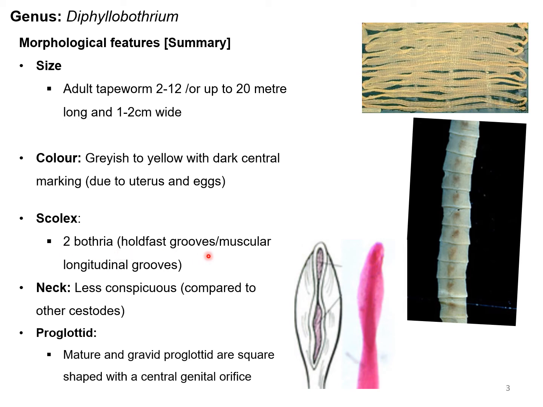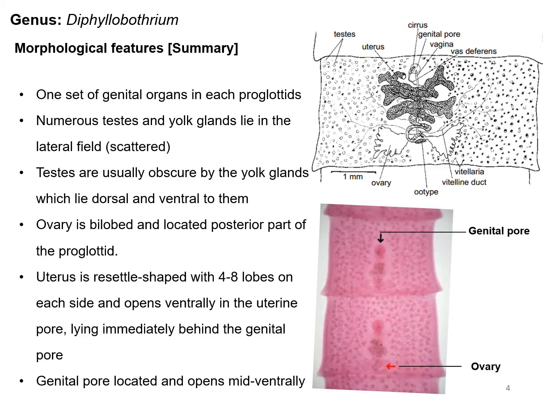Bothria are the hollow or muscular longitudinal grooves. The function of these grooves is to attach to the final host. The neck is less conspicuous compared to the parasites under the order Cyclophyllidea, and the mature and gravid proglottids are almost square shaped, and they have a central genital orifice for each of the segments. I will show you in a moment.